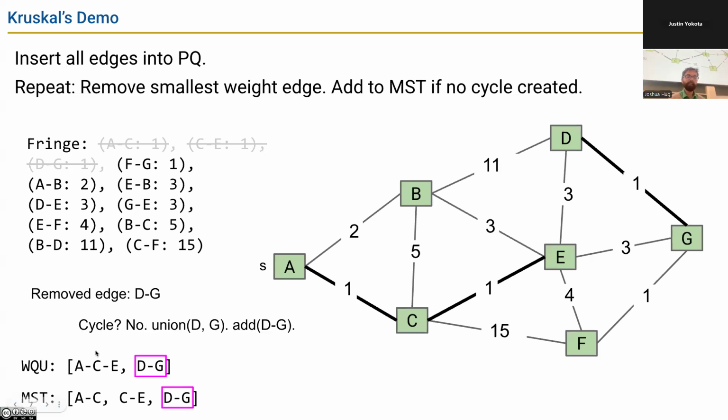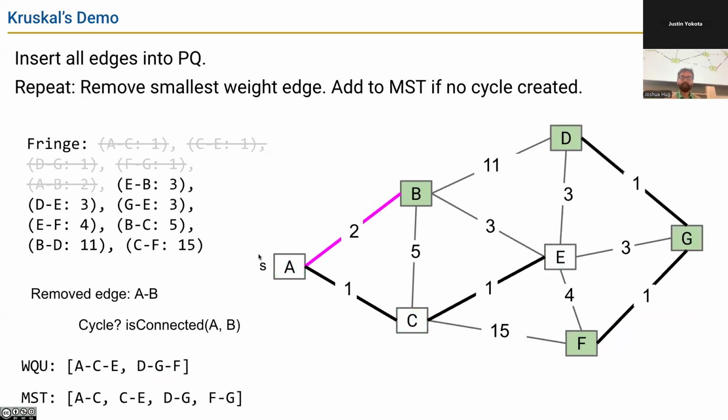How many different sets are there in my weighted quick union right now? There's ACE, there's DG, and there's something else I'm just not showing here. What two nodes are all by themselves, not part of any weighted quick union set? B and F, right? Next, we'll consider FG. Are they already connected? Nope. A and B, are they already connected? Nope. All right. Now, finally, we get an interesting one.